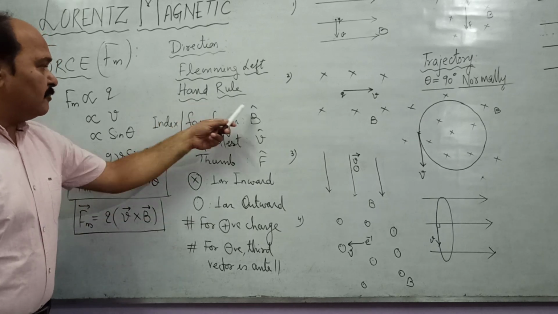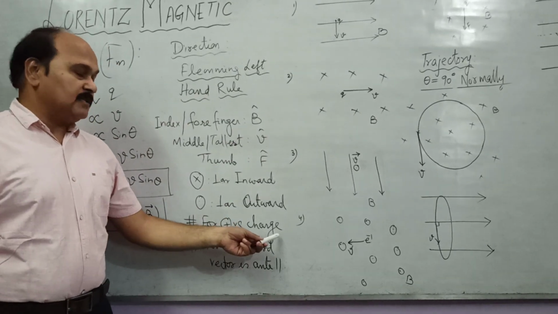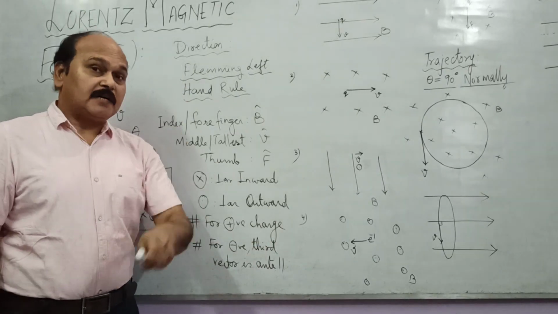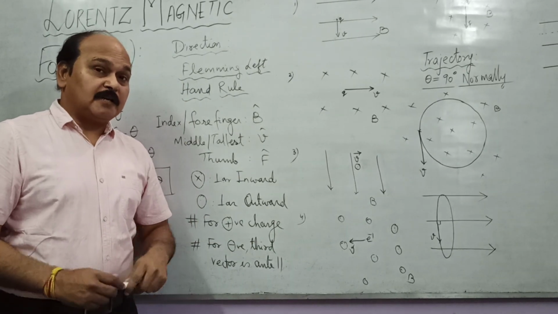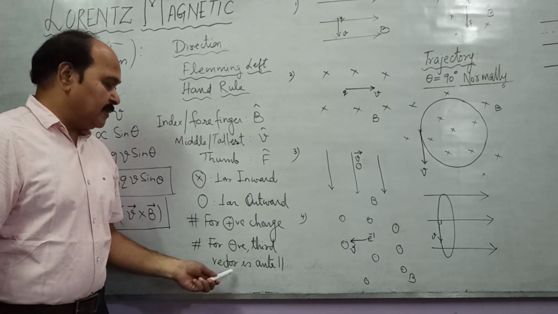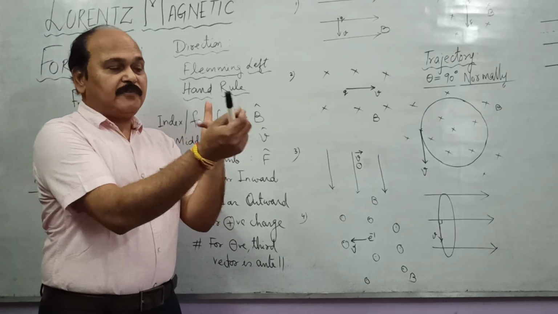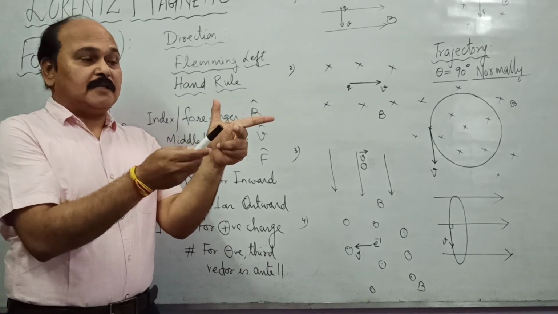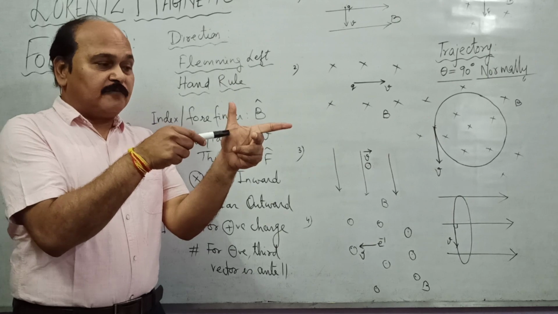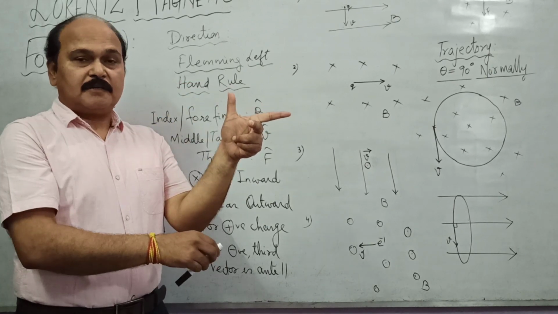Well, this law which has just been explained to you is applicable for positive charges. But if the charge happens to be negative, then the direction of third vector is anti-parallel. Anti-parallel means if this is magnetic field, this is velocity, and the charge is negative, in that case the force would not be in this direction, it would be in fact in the opposite direction.